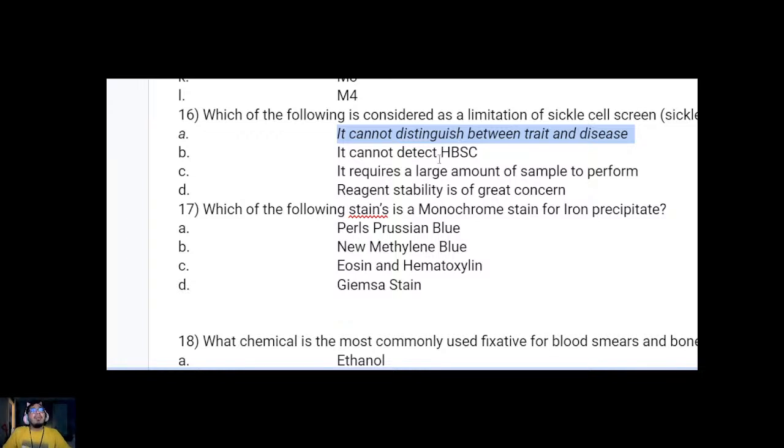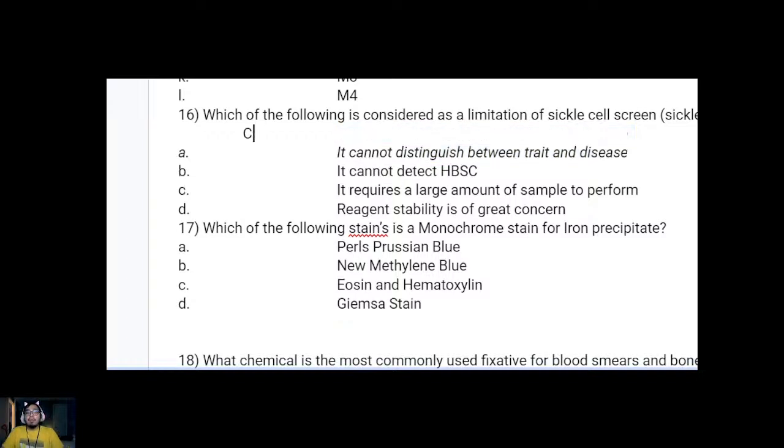What's the reason? It's only a screening test, and to confirm, we use electrophoresis or HB-elec. It cannot distinguish. It cannot detect HBSC. You can see hemoglobin S crystals. Does it require a large amount of sample to perform? Actually, it only needs a drop of blood.